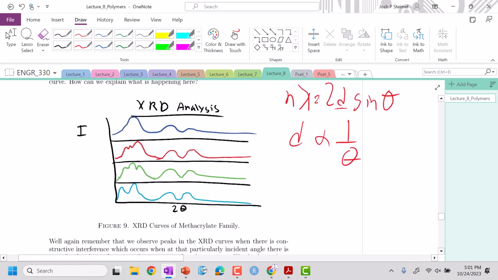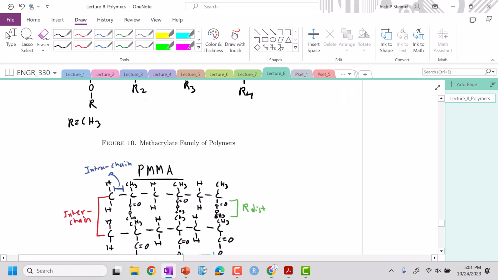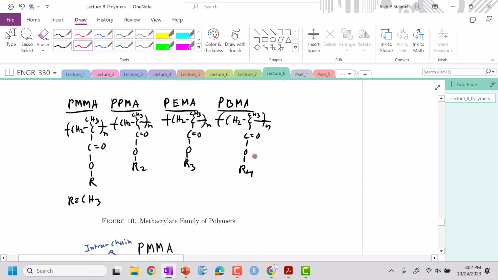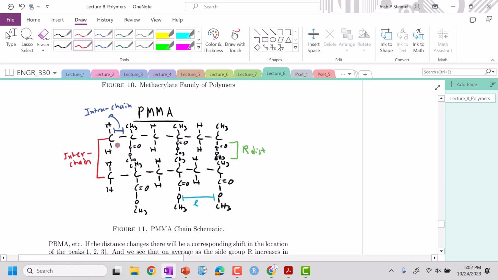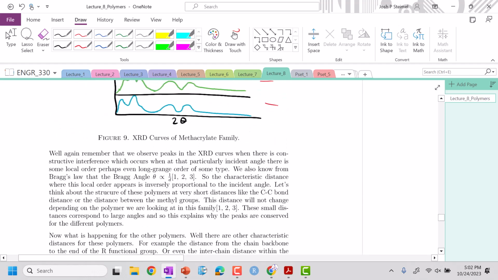If you look at these plots, these are for different families of methacrylate polymers. For these methacrylate polymers, the only thing that changes is the number of these methyl R groups. If you look at the structure, we have some very small distances, the intra-chain distance here and this length here, that are not changing. But as we add more methyl groups, this distance will change, and this distance is definitely going to shift as well.